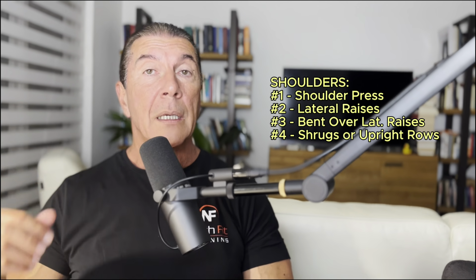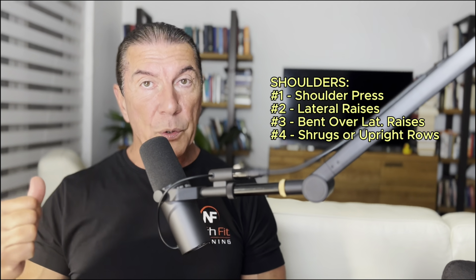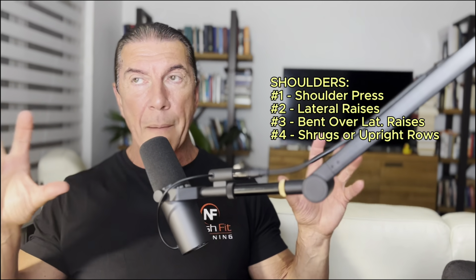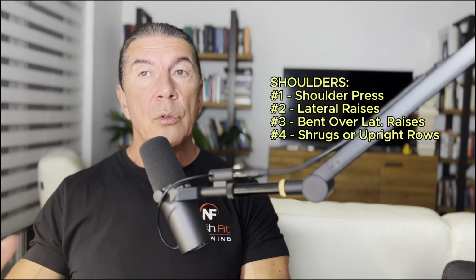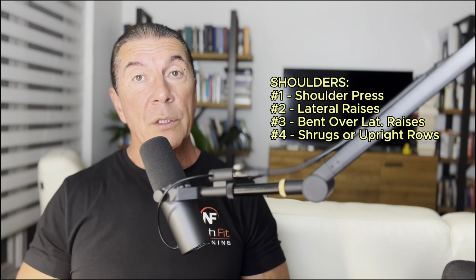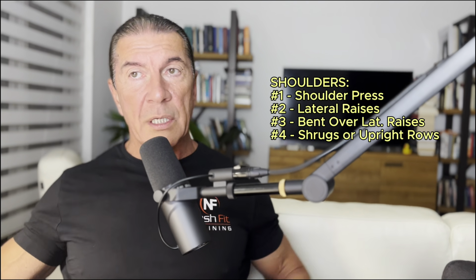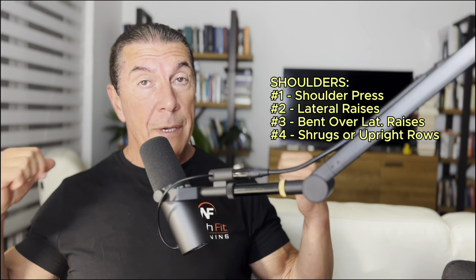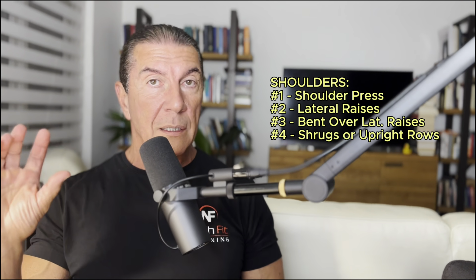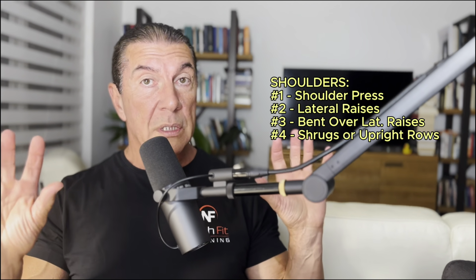Number 3, for the rear delts, which are very important, they give you that fullness, that cup of your shoulders. You should do bent over lateral raises, or you can use a machine for rear delts, and make sure that you hit and feel the rear deltoids. They're very important. So it's a very complicated muscle group, shoulders, 3 heads.